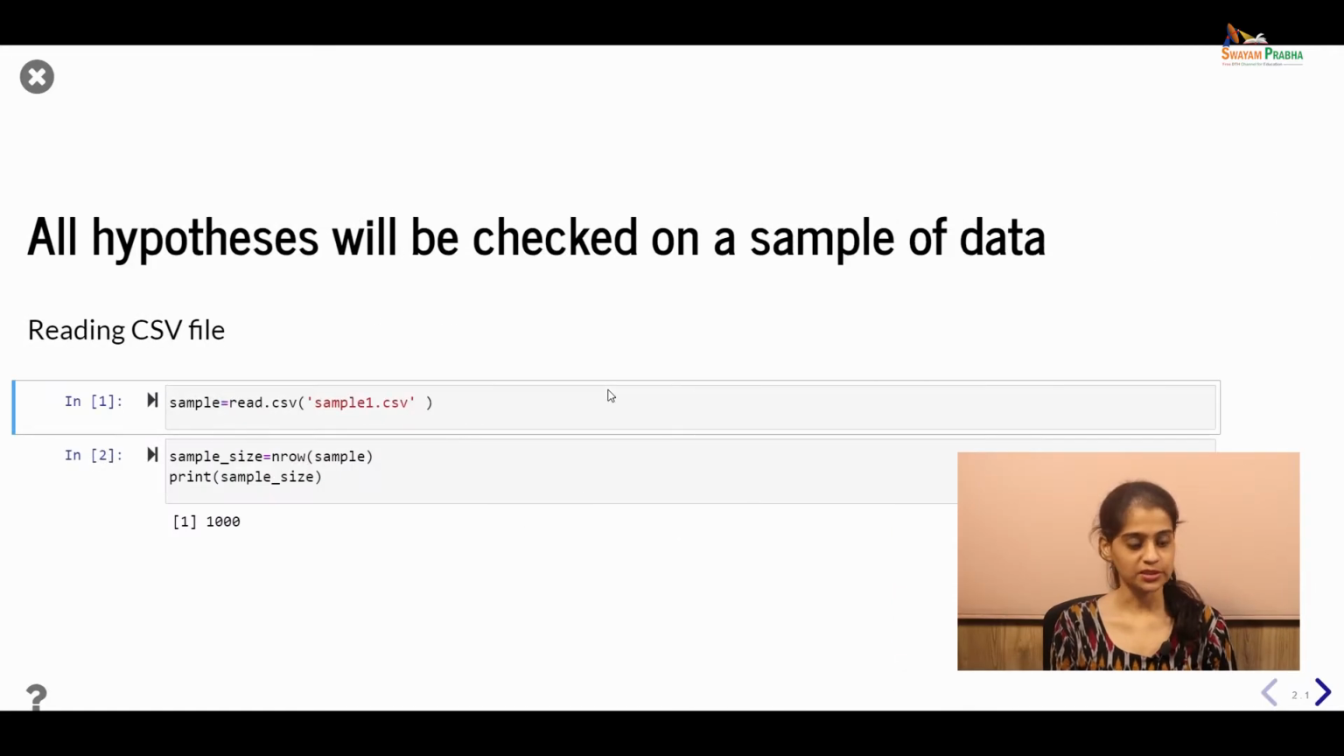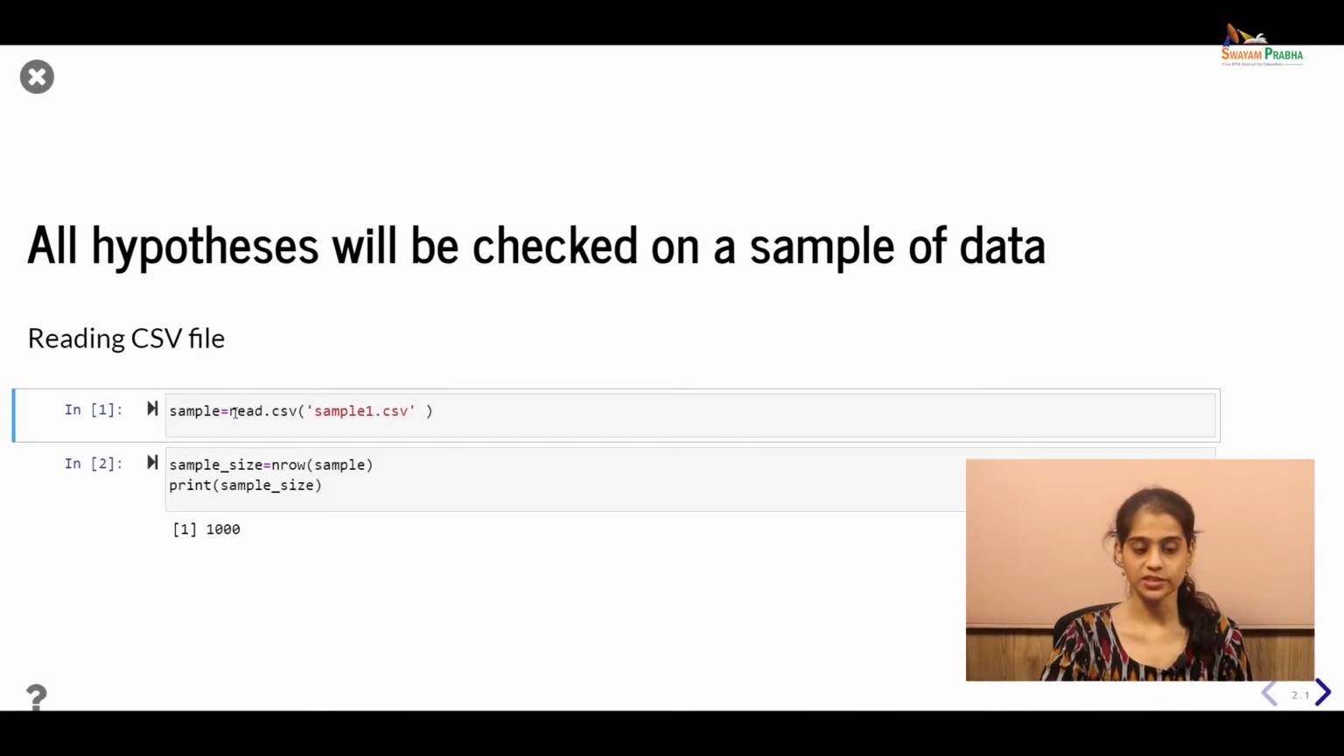Like I said, all hypotheses in this lecture are going to be checked on a sample of data. Now, we already have a sample1.csv with 1000 records. Now, this is a pre-sample data that is available to you, and this is the data set that we are going to read. And all hypotheses are going to be checked on this data.